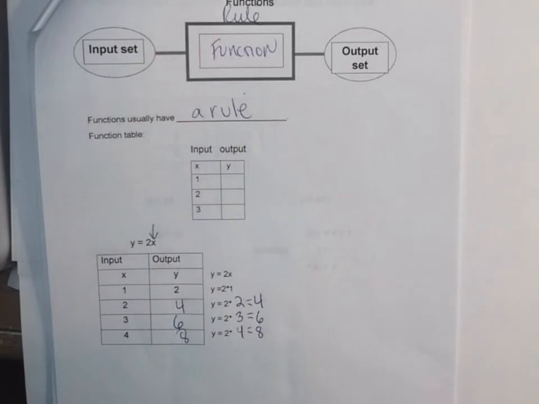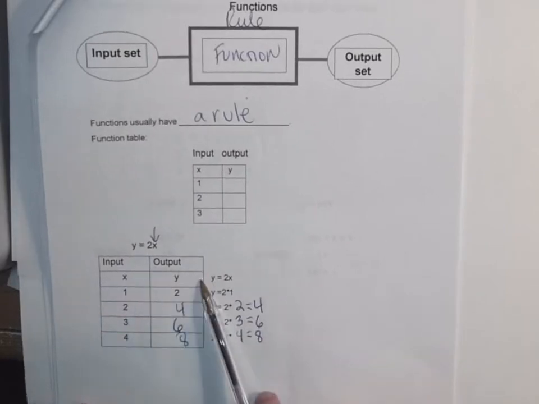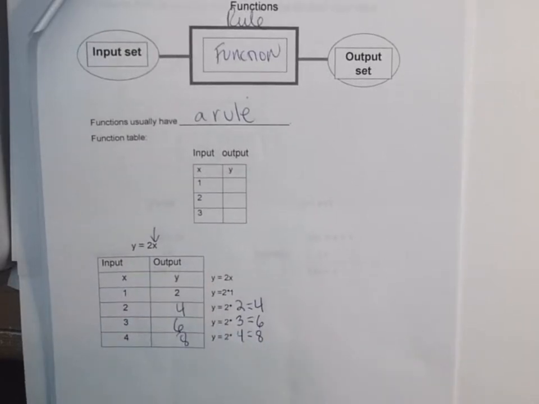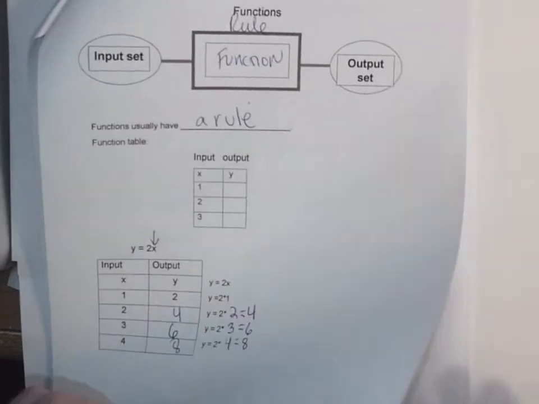So that's a typical chart that you might find when you're doing functions, but to just understand what it means to be a function, you have to follow a rule in order to produce the output data. Let's look at one more of that.